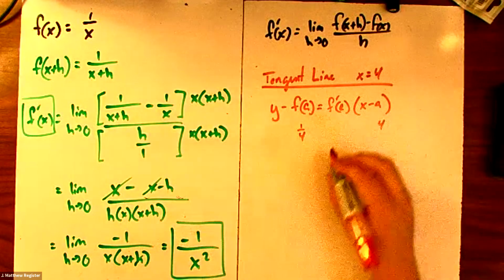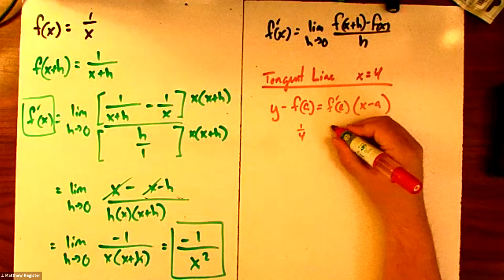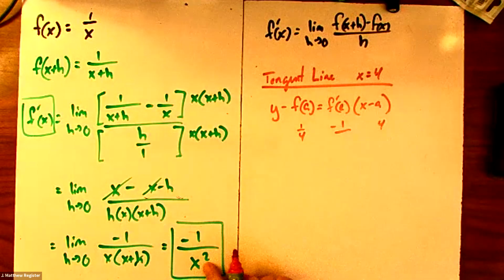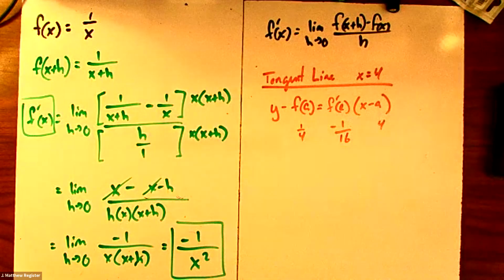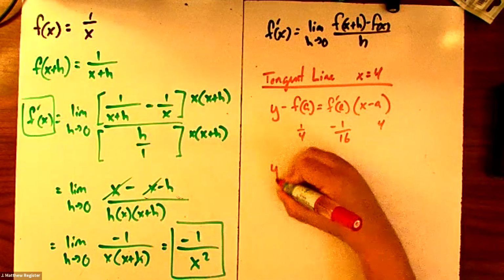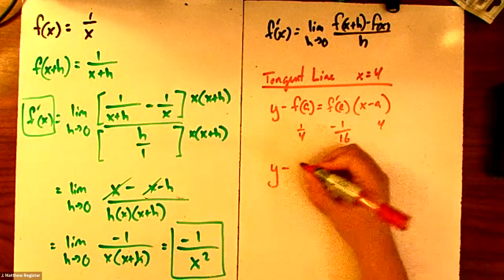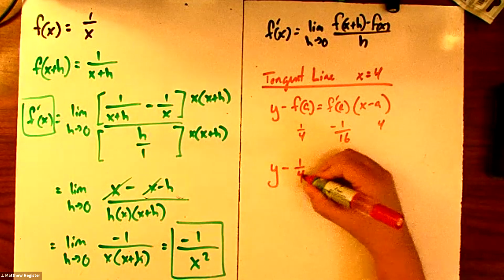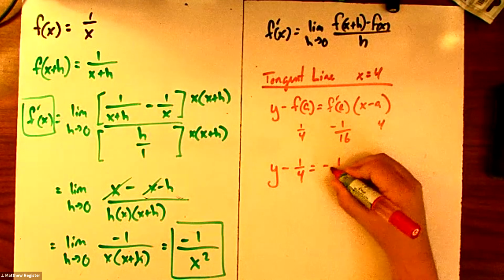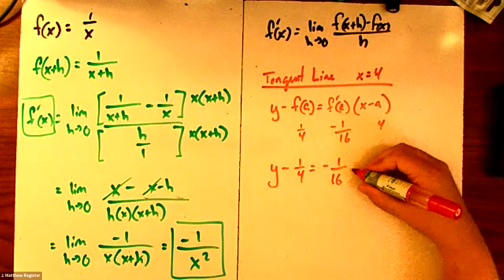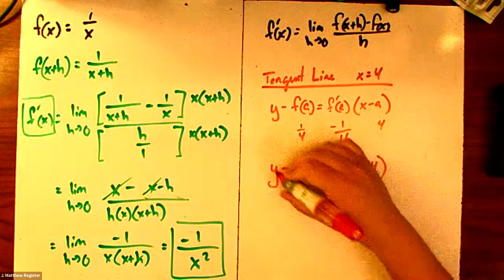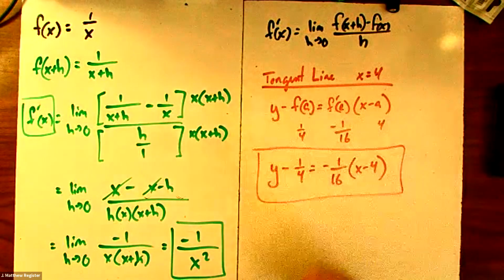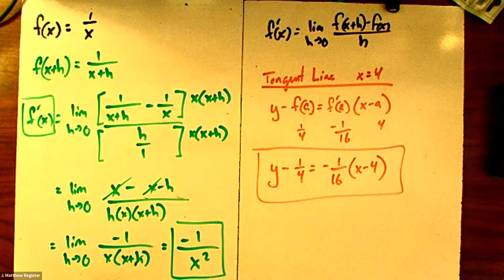And then f prime of a is going to be -1 over x squared, so -1/16. And so the formula for the tangent line is y minus 1/4 equals -1/16 times x minus 4. Excellent.